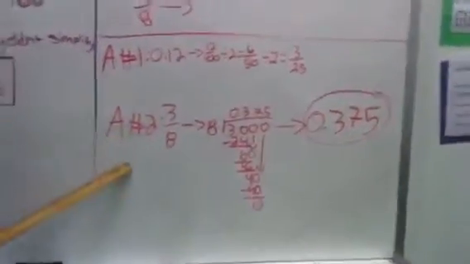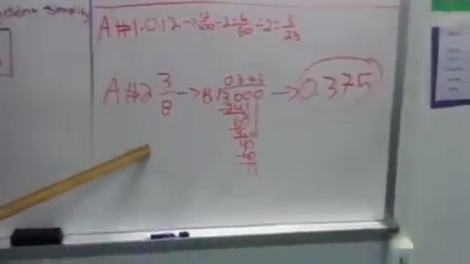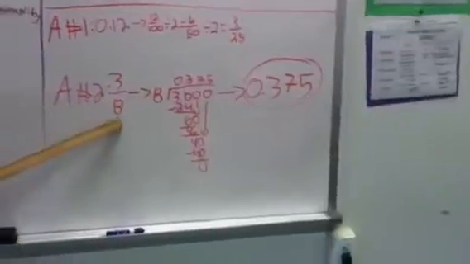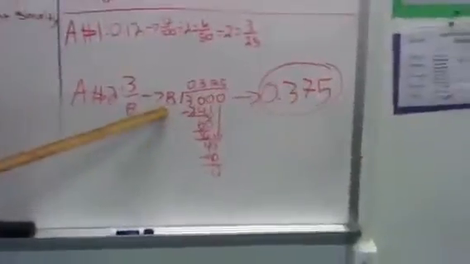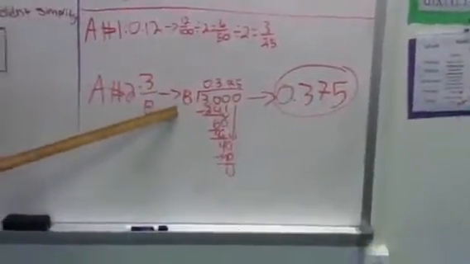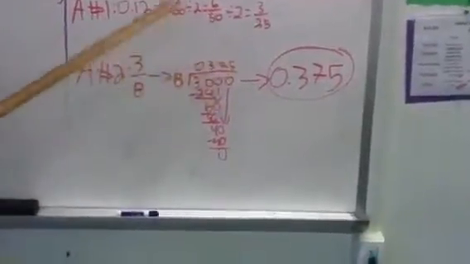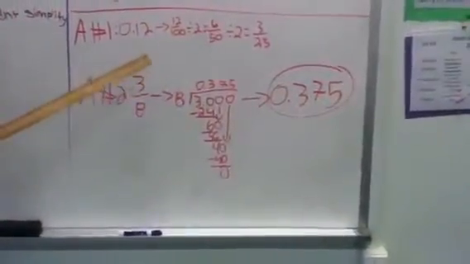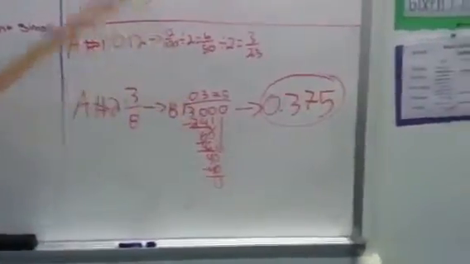So now we are converting a fraction to a decimal. So 3/8, first you divide 3 by 8, and it's 0.375. So 3/8 as a decimal would be 0.375.